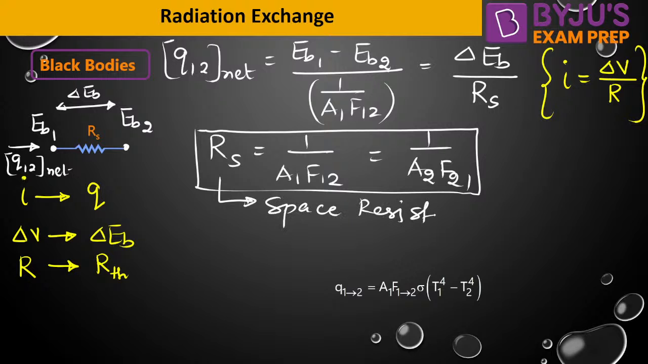What is the unit of space resistance between 1 and 2? We can write it as R1 to 2. So if we want to find Q1 to 2 net, we will write the potential difference or radiation thermal potential divided by the space resistance. What is the unit of space resistance?